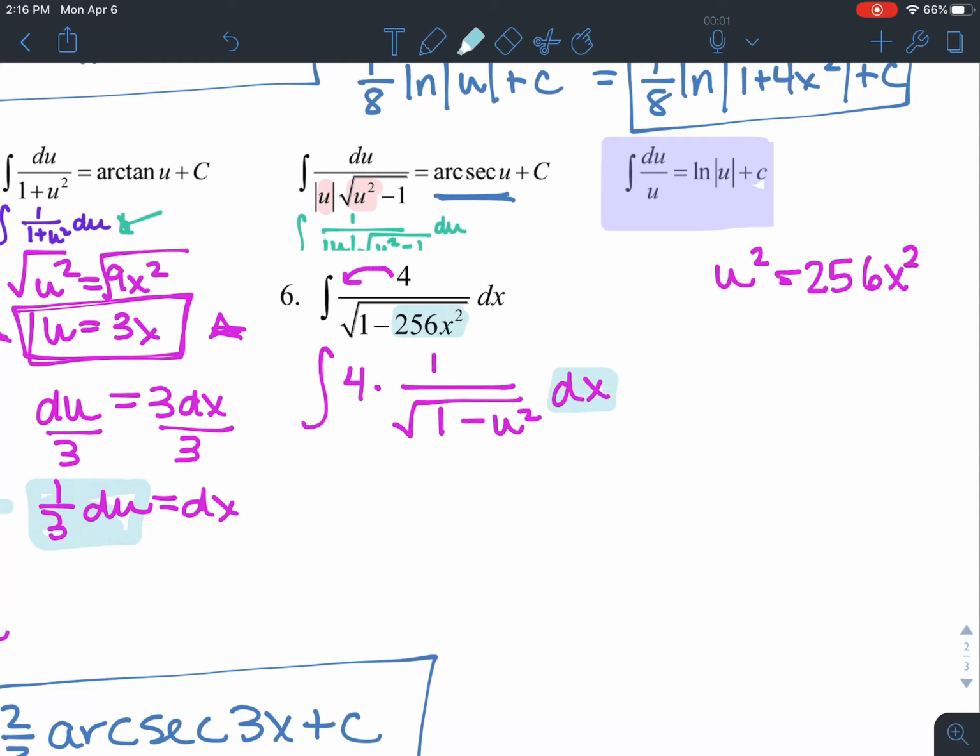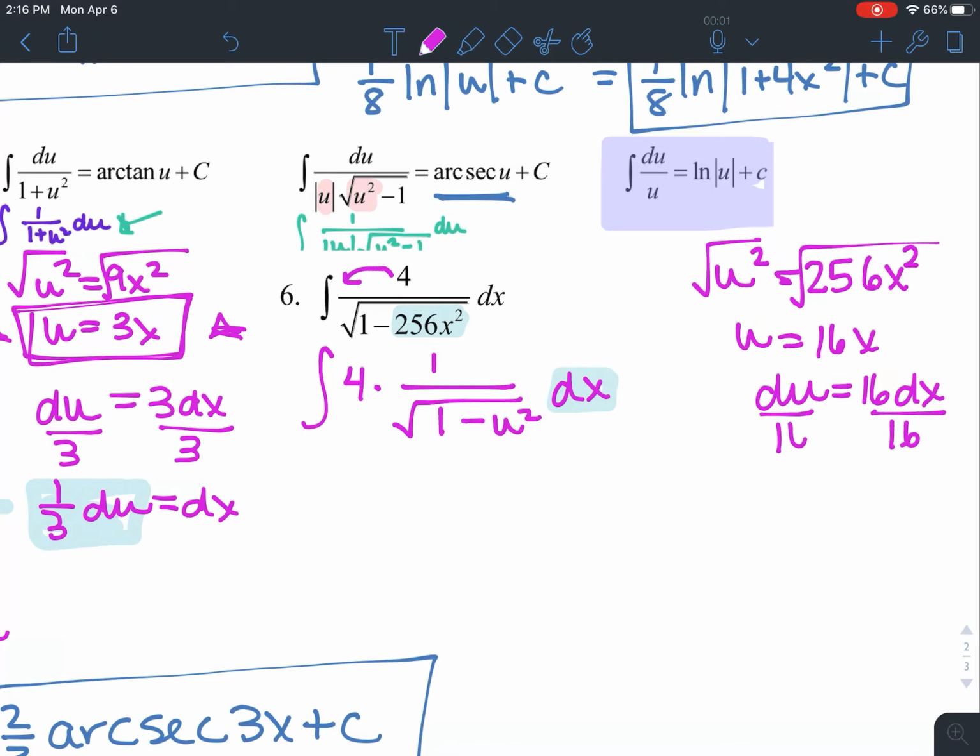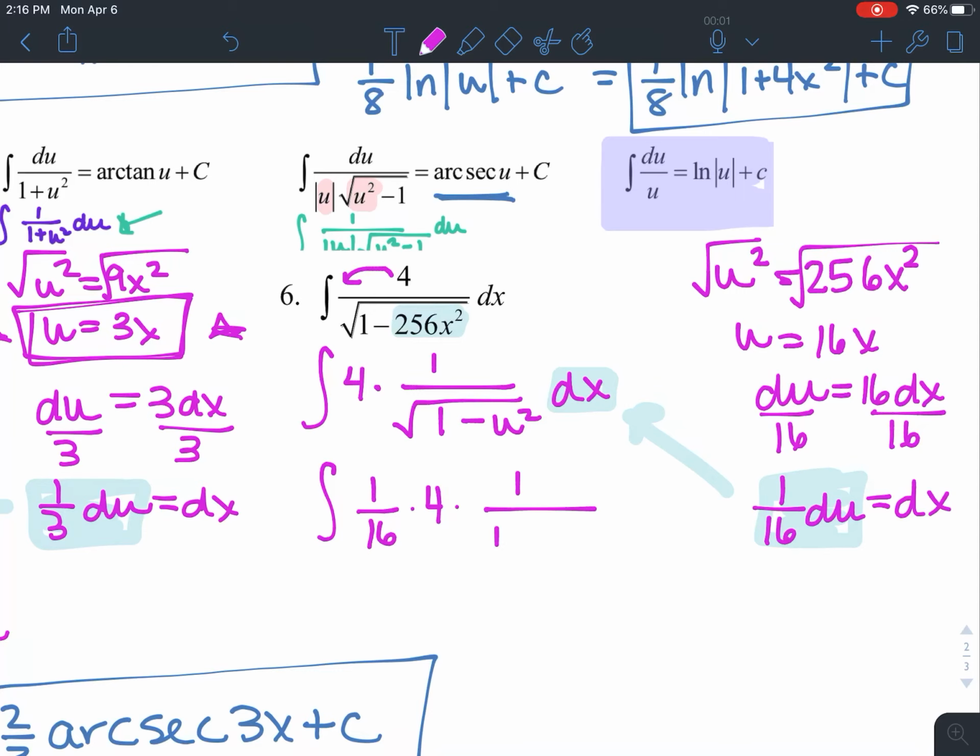All right, we got to get rid of this dx. Square root both sides, u equals 16x, du equals 16 dx. Divide by 16, 1 over 16 du equals dx. Let's sub this in for this. Now I've got that 1 over 16 I'm going to put in front times 4 times 1 over the square root of 1 minus u squared du.